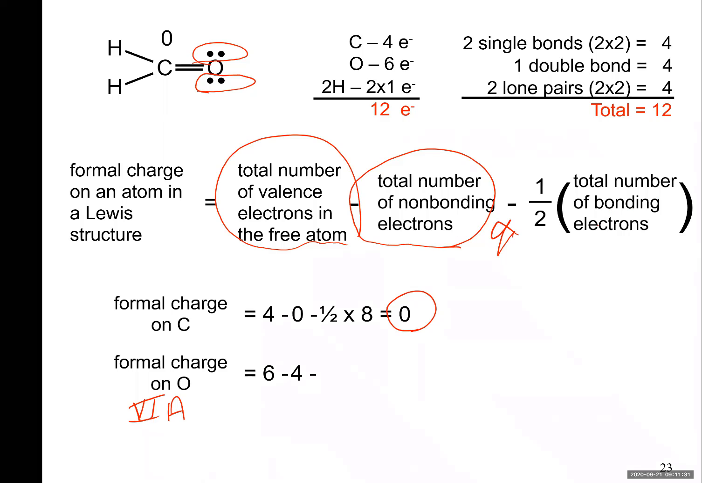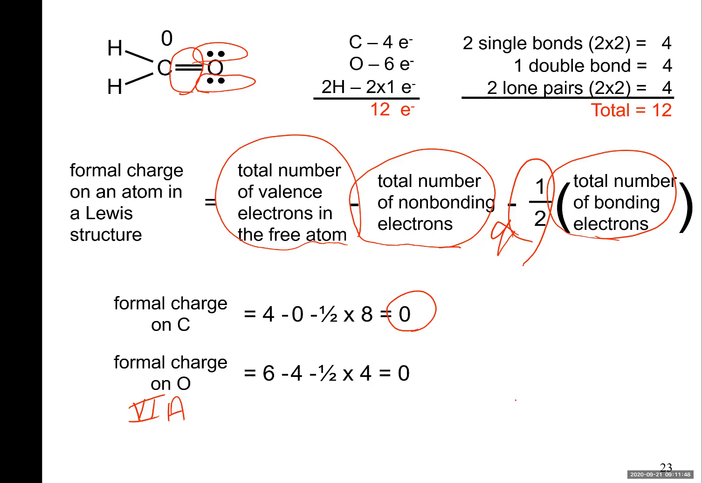Minus half of what? Half of the total number of bonding electrons on oxygen. Do you see this is the only bonding electrons, 2 bonds holding carbon to oxygen? So should I write half of 4? 0, no charge on oxygen. So this is a better structure, the same way that you have 2 options: $10 charge on your credit card if you buy it from Macy's, $0 on your credit card if you buy it from Walmart. Obviously you buy it from Walmart.